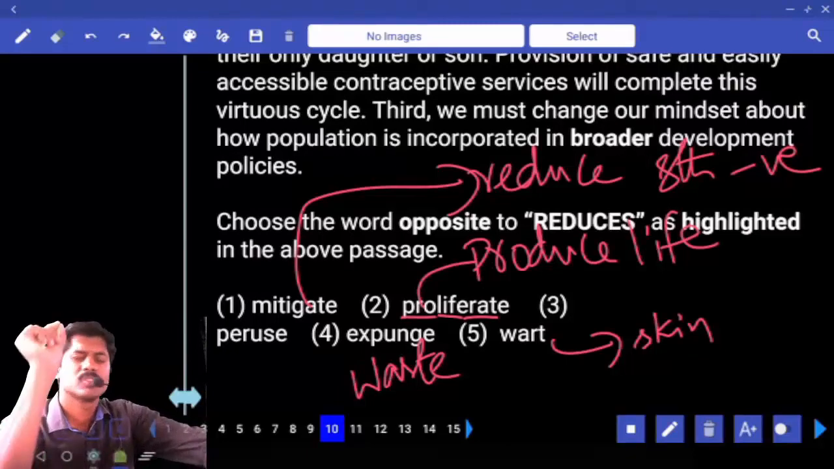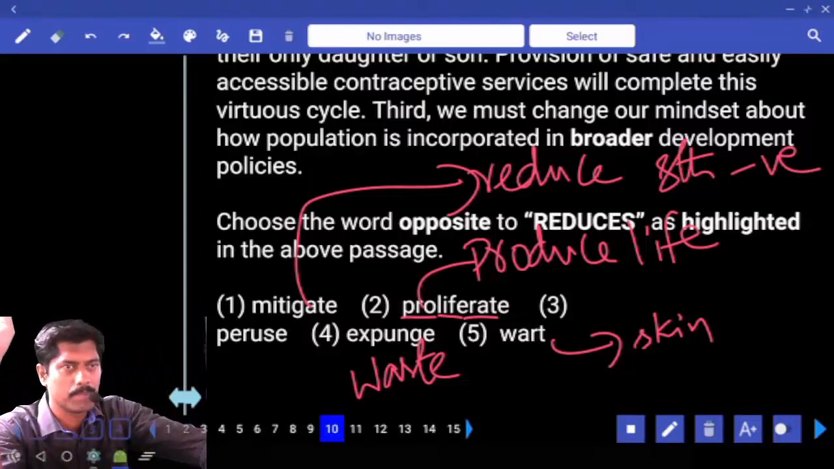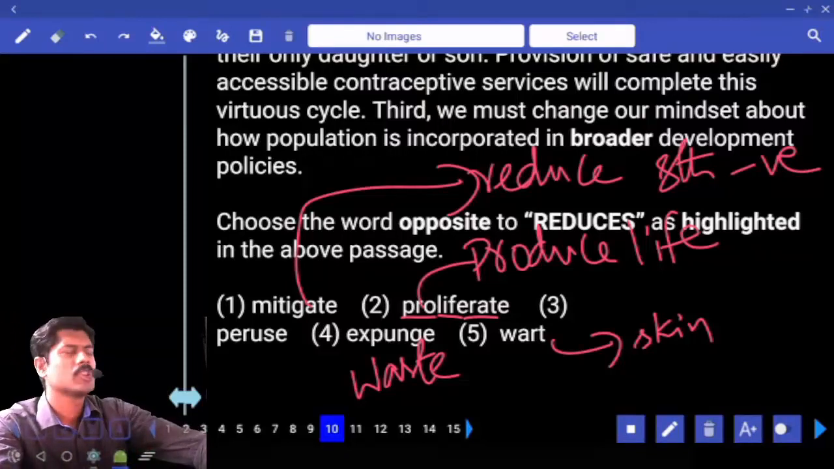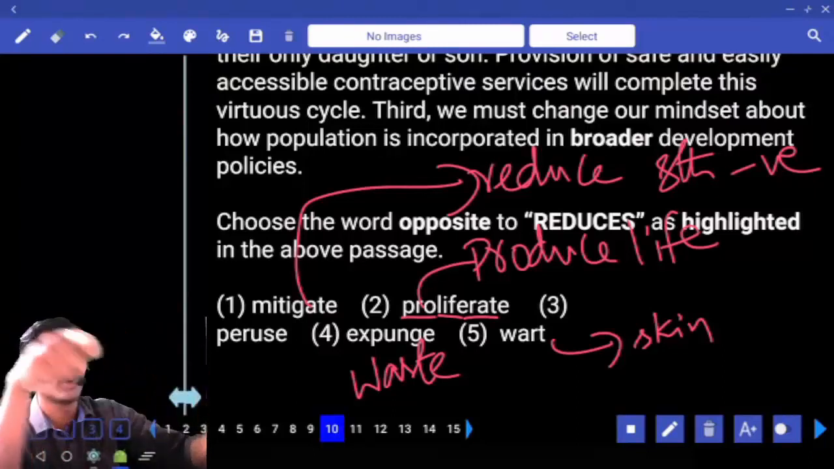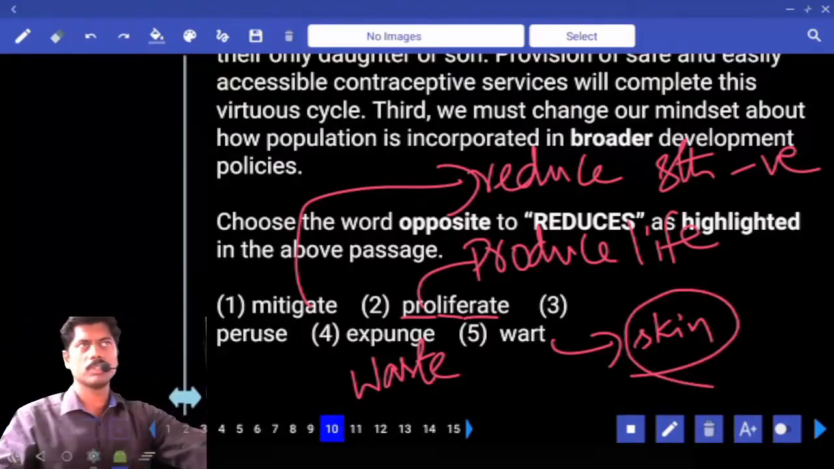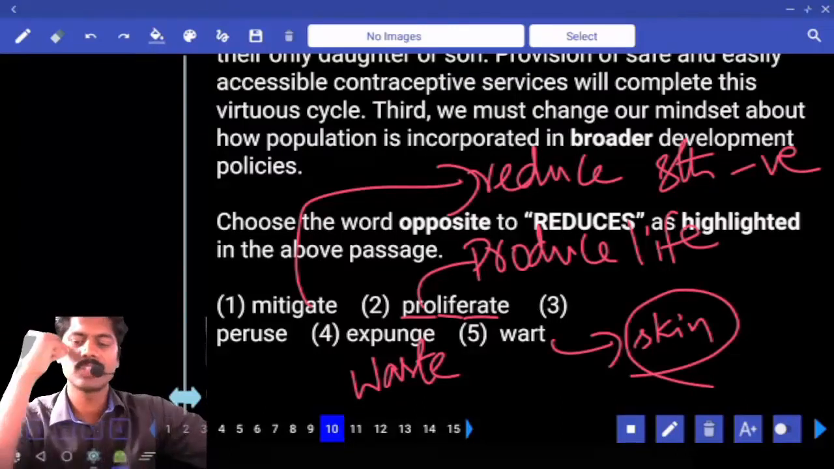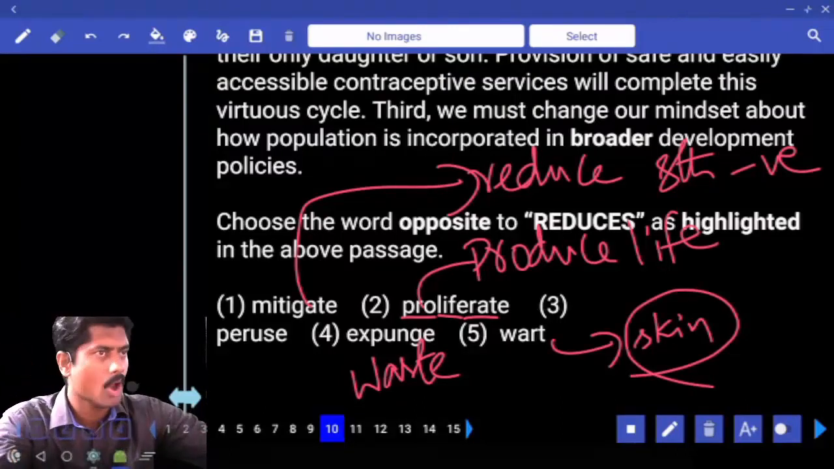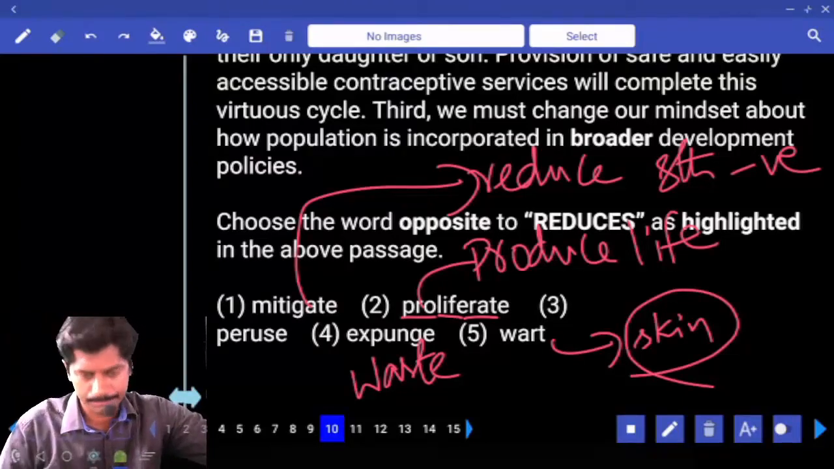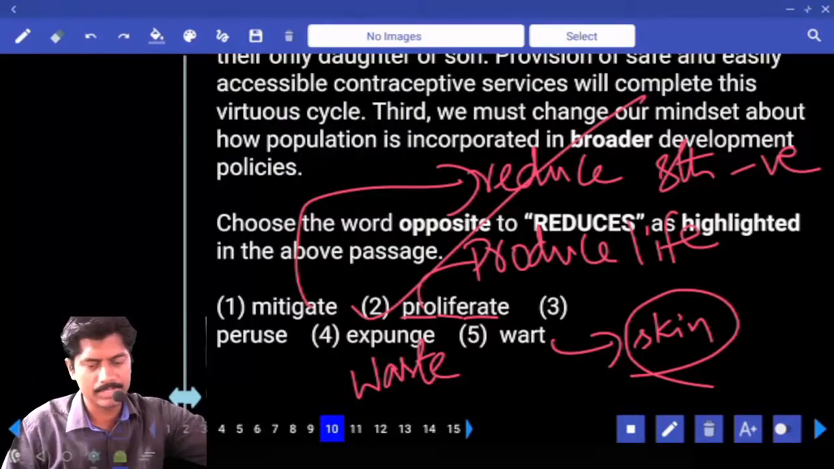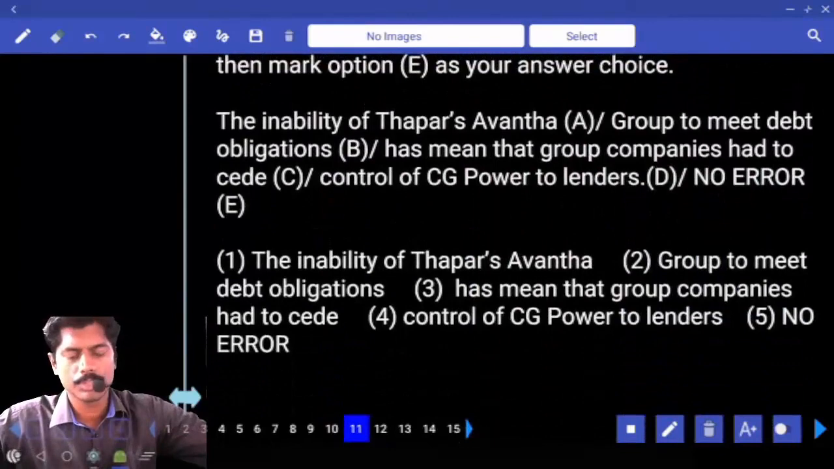And some sort of small injury kind of thing will happen, but it will not hurt anybody. It will not have any pain. And with horse hair, you can easily cut it out. Some old people, generally middle-aged people, have this bulged portion, not birthmarks. So reduces is the answer. Proliferate, second option, opposites. Now error location, question number 11.